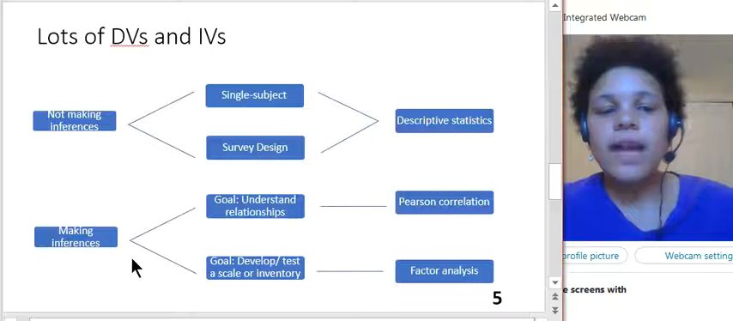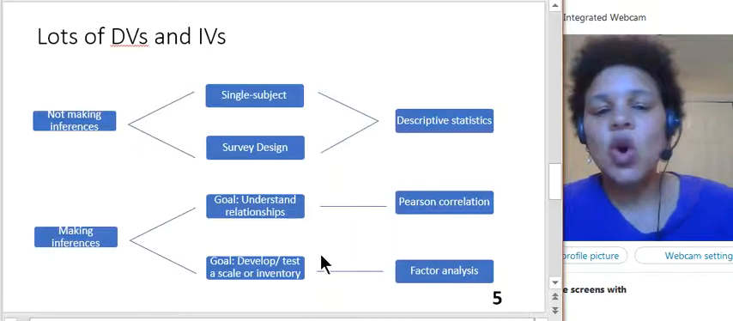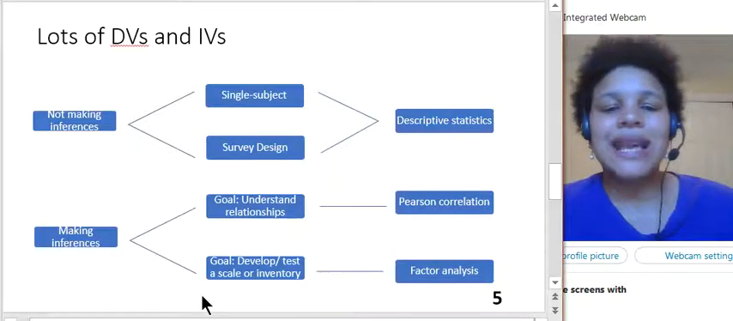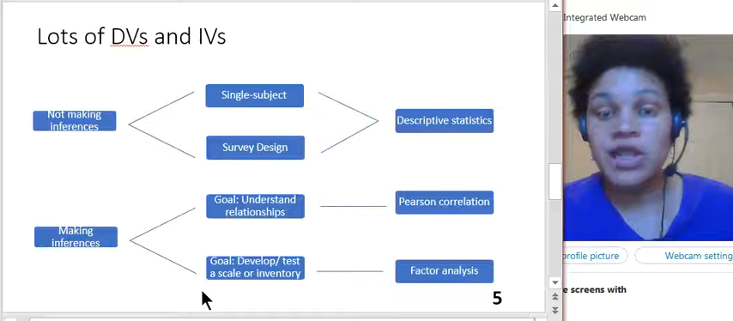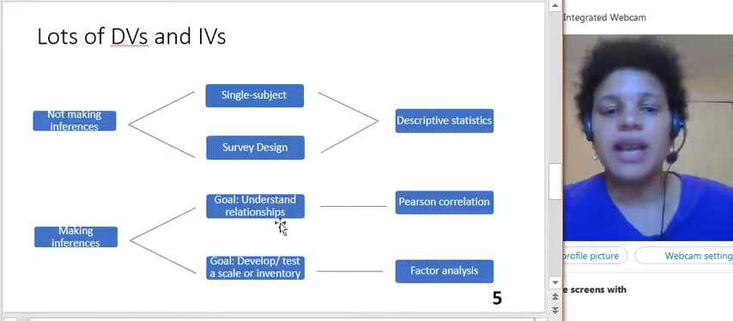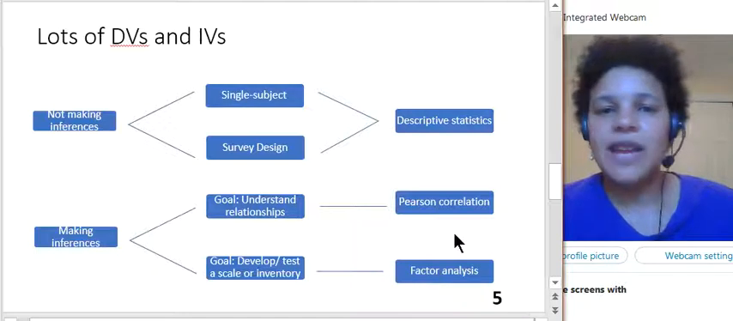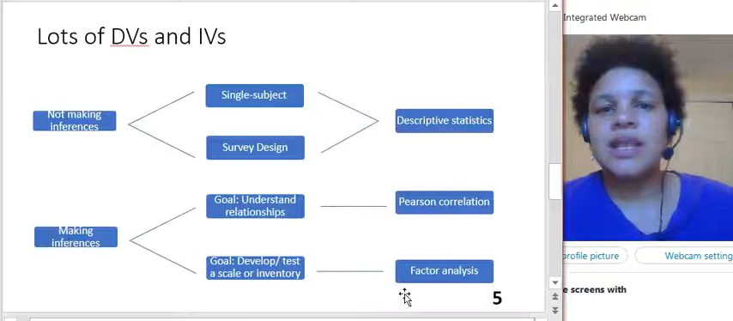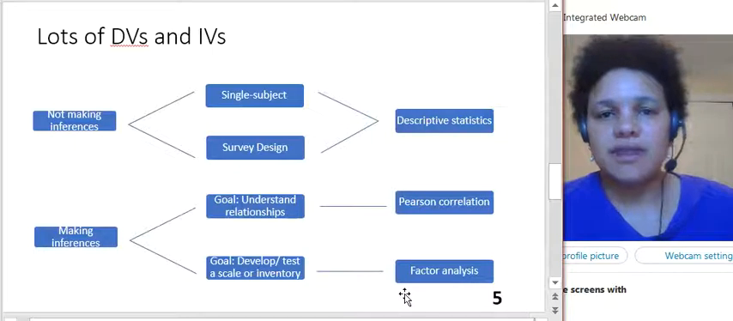If you want to make inferences, but your goal is to develop or test a scale or an inventory, and this is quite common in counseling and psychology, then what you're going to do is factor analysis. And there are a few different flavors of factor analysis. But factor analysis tends to be a more advanced technique.